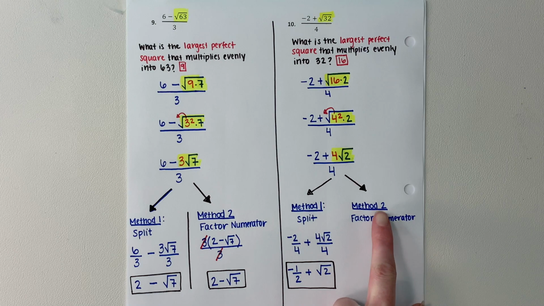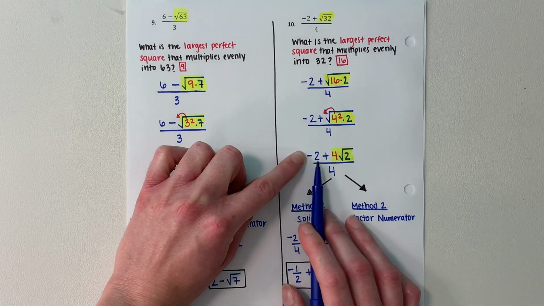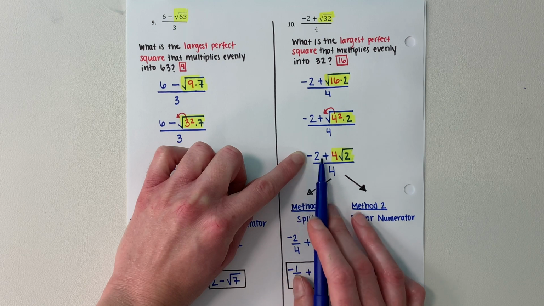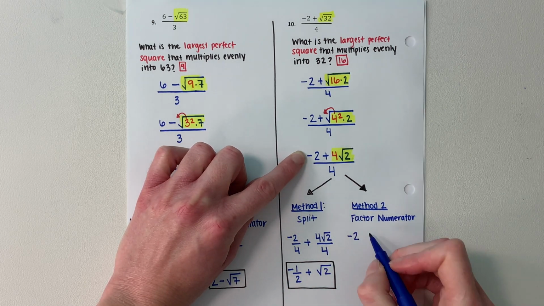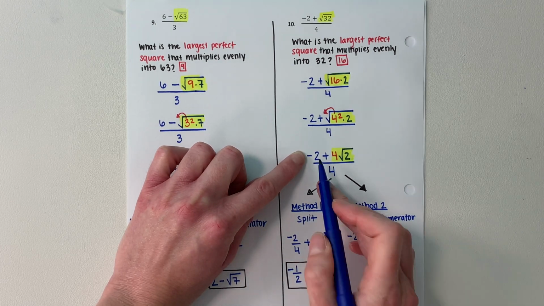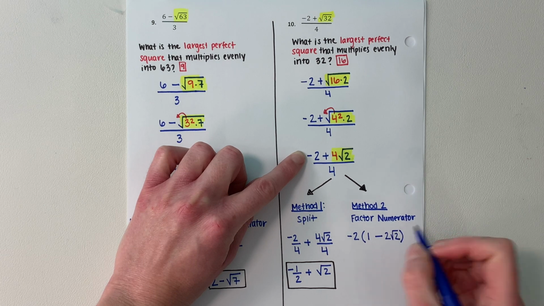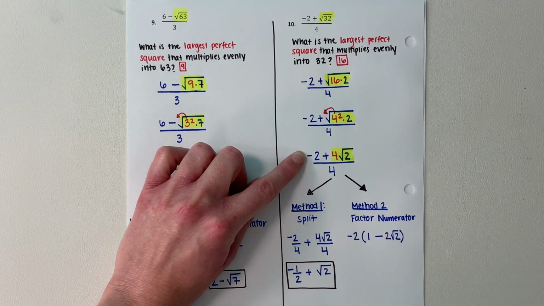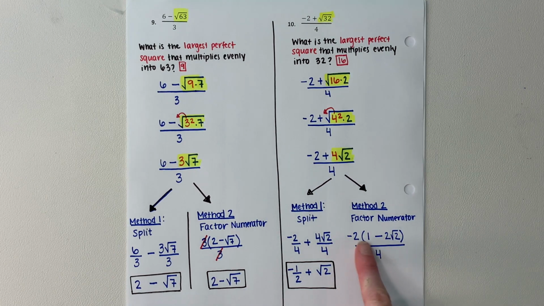If instead we use method 2, we're going to factor this numerator here. Well, since the first term is negative, we know that our greatest common factor will be negative, and the greatest common factor here would be -2. So we'll factor out the -2. -2 times 1 will give us -2, and -2 times -2 square root of 2 will give us +4 square root of 2. And then we need to write this all over 4. Now, this is in factored form, and we can cancel factors.